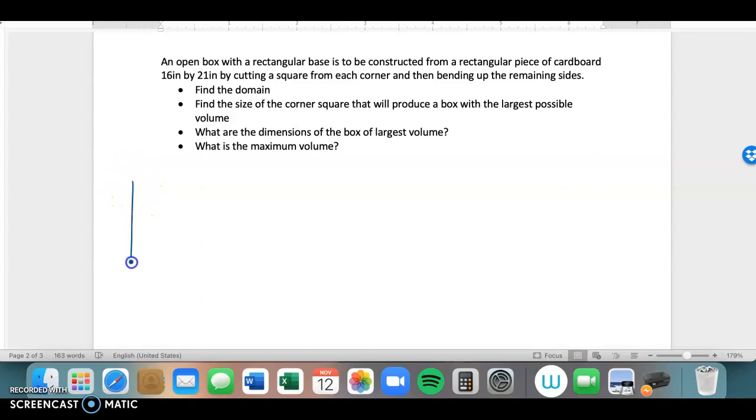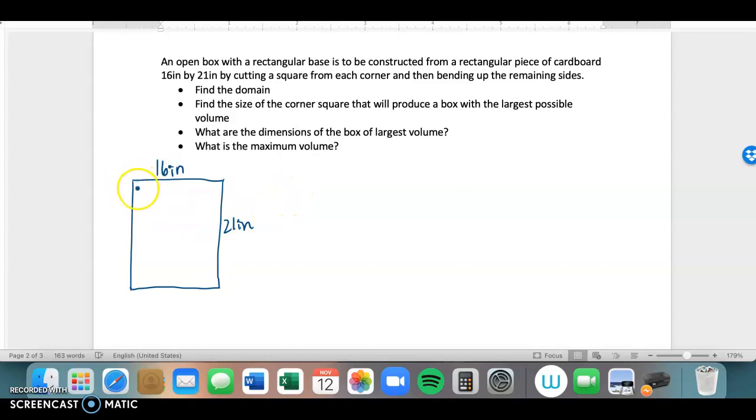So let's draw our picture here. We have a rectangular piece of cardboard that is 16 inches by 21 inches, and it's flat. That's important. It's flat. So we have to cut a square so that we can fold it up. And in the classroom we used to do this where everybody had a little note card, and we would give everybody a different size square to cut out, and then we would try to figure out how much everybody could fit and see who's held the most volume.